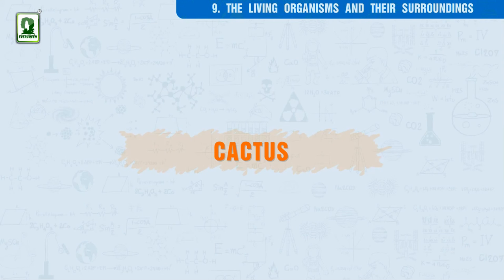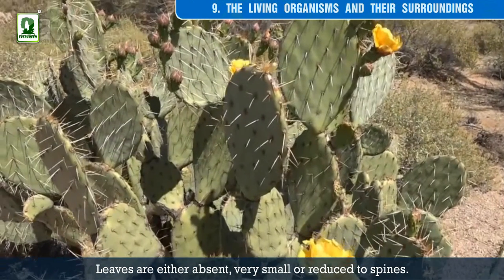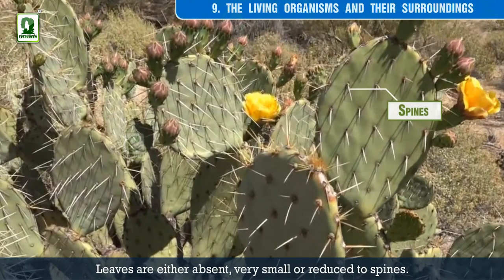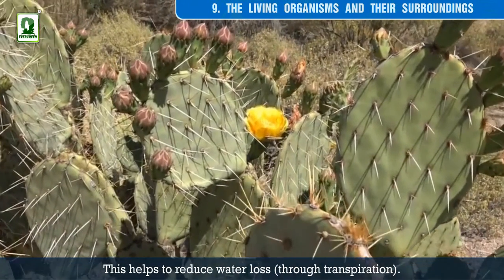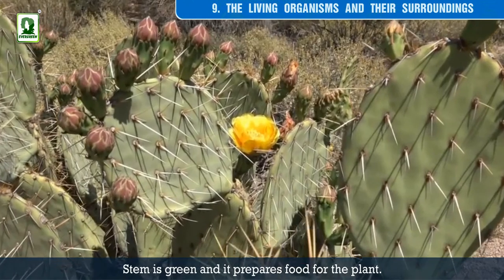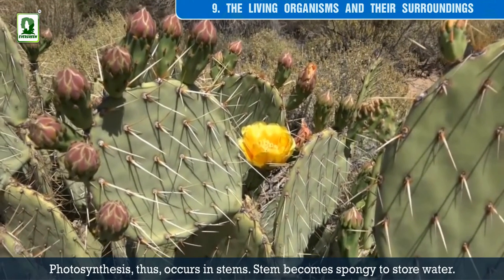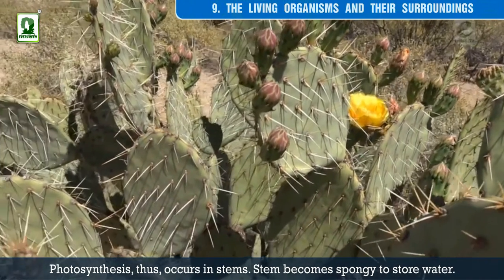Cactus. Leaves are either absent, very small, or reduced to spines. This helps to reduce water loss. The stem is green and it prepares food for the plant. Photosynthesis thus occurs in the stem.